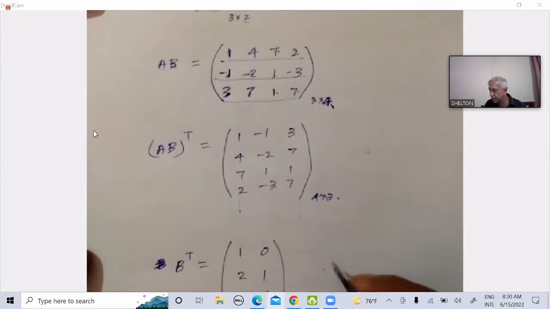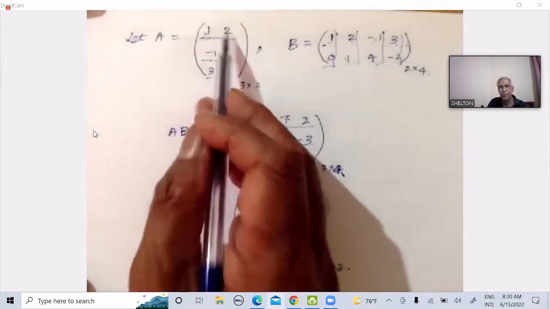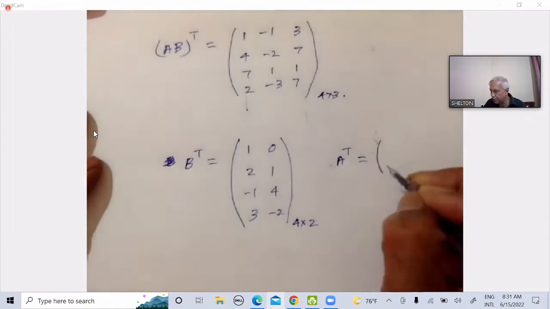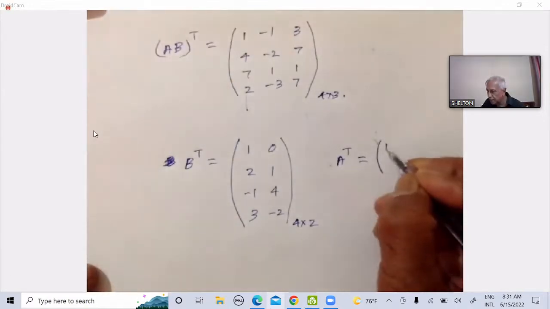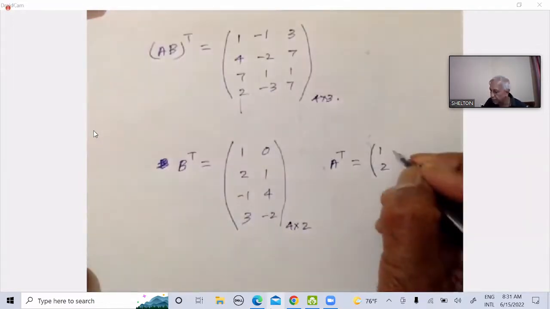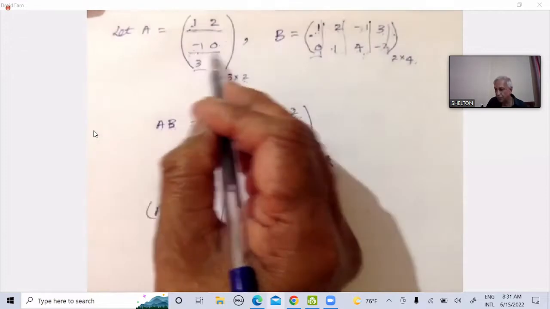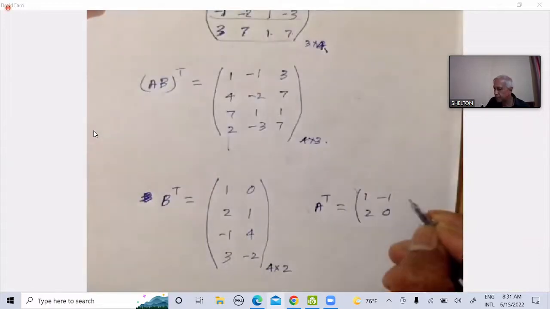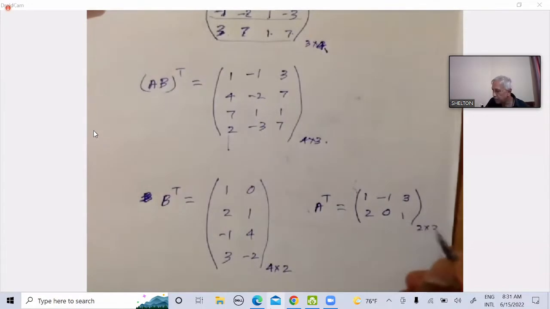Now write A transpose. A is 1, 2, minus 1, 0, 3, 1. So the first row, 1, 2, becomes the first column. The second row of A is minus 1, 0. It becomes the second column. The third row is 3, 1. What is the size? 2 by 3.